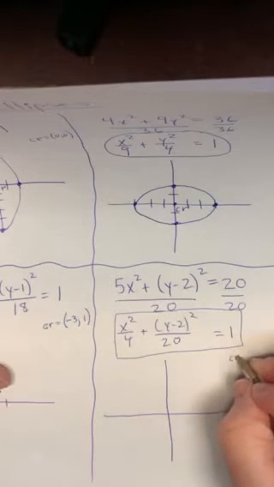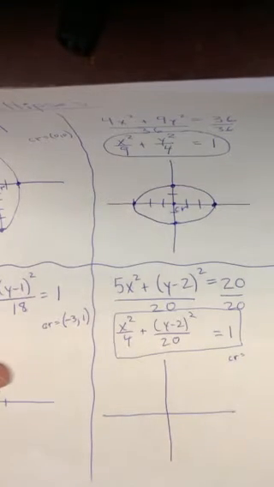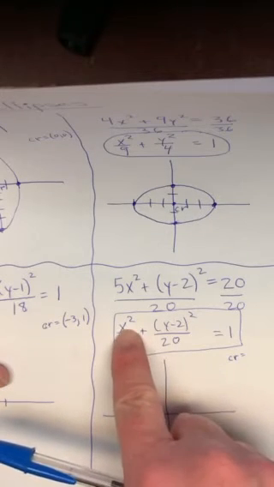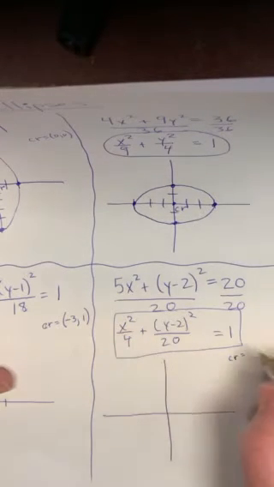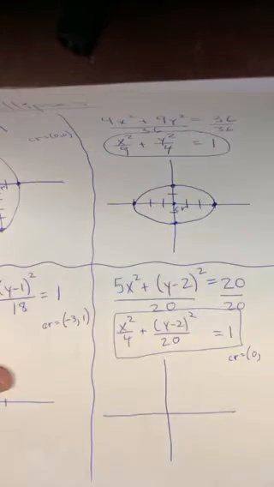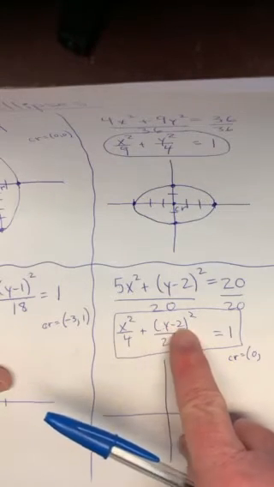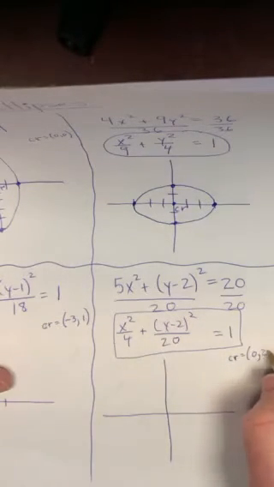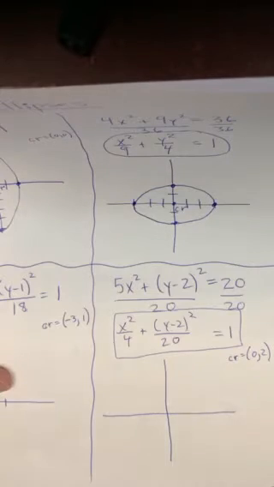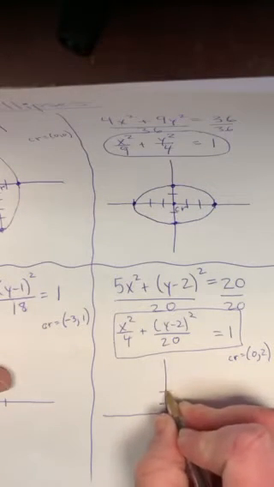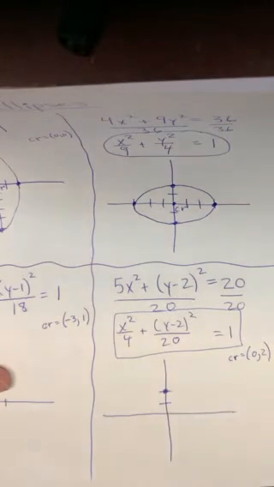When I go to graph this ellipse, okay, careful. When I say to you, hey, where's the center? Obviously, that's just plain old x squared. So the x-coordinate of the center is 0. It says y minus 2. The opposite of that is positive 2. So the center is at 0, 2, right there.